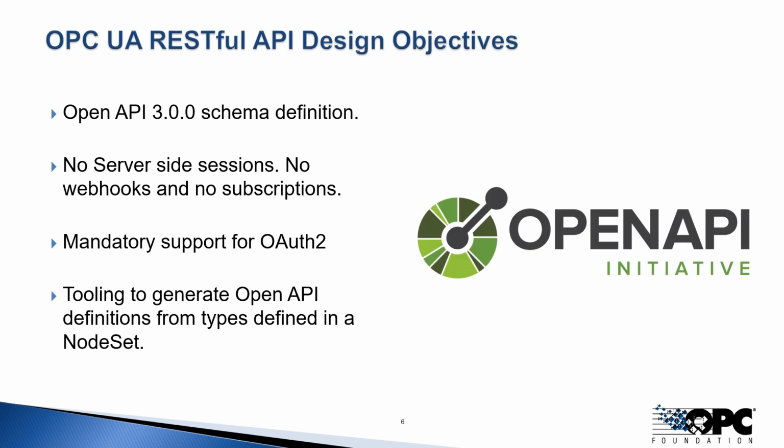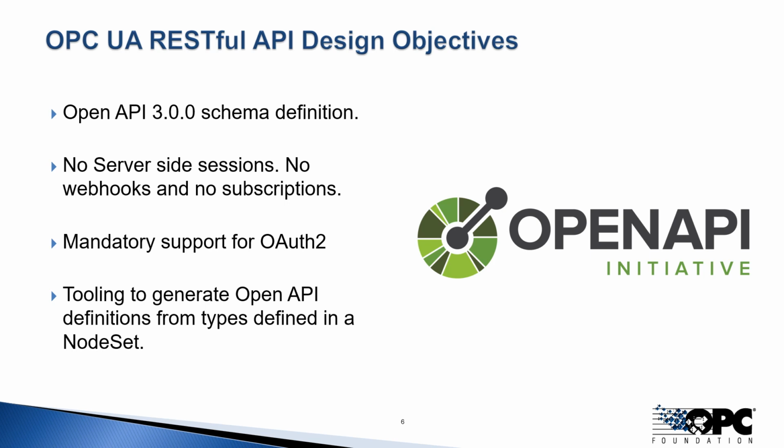So we've had RESTful APIs in UA since 1.04, and anybody's been able to use them, but a lot of people didn't realize they were there. Or if they were there, they weren't quite sure how they could take advantage of them. And that's where the work we're doing now becomes important.